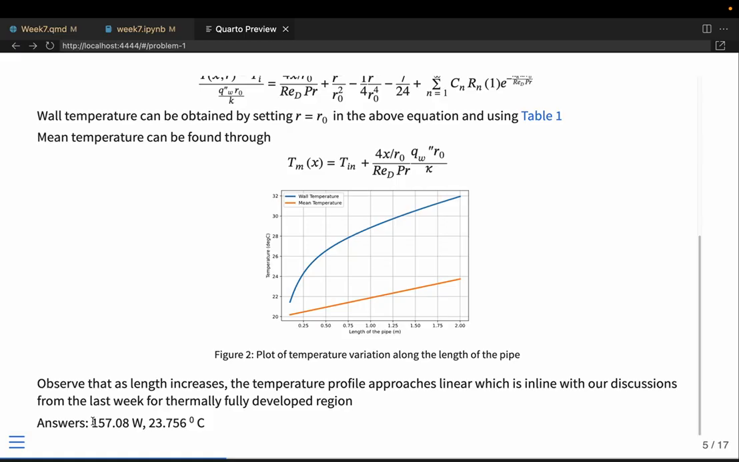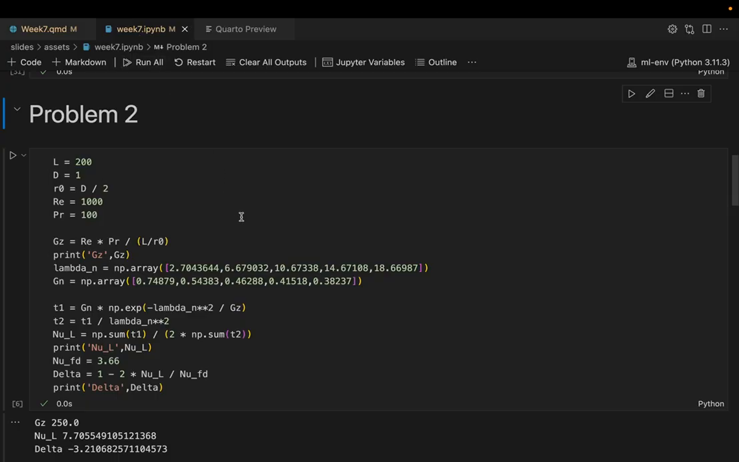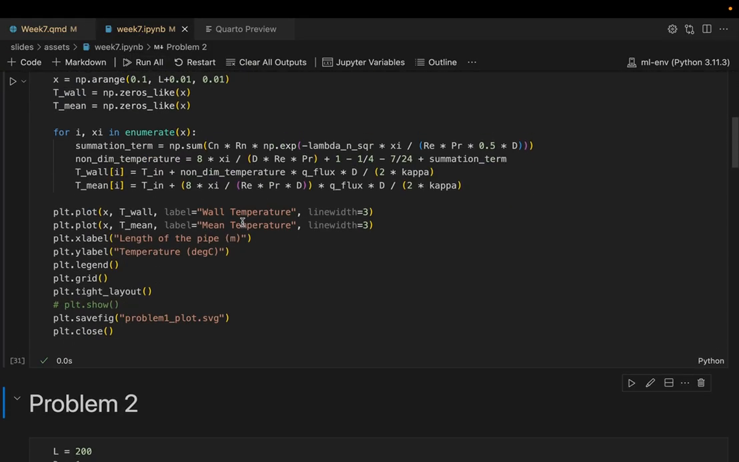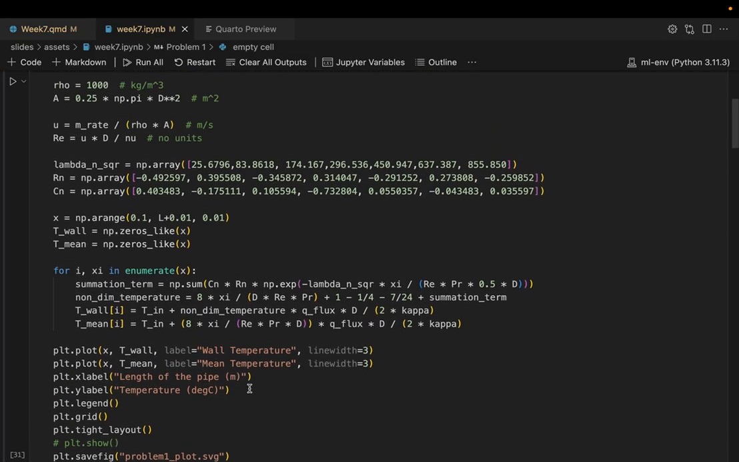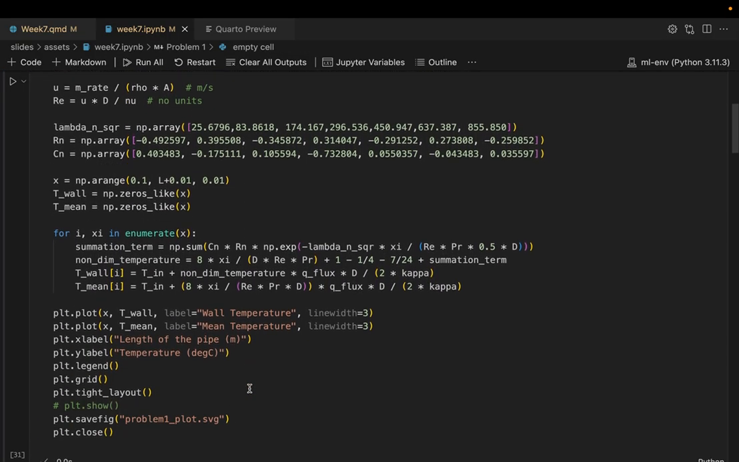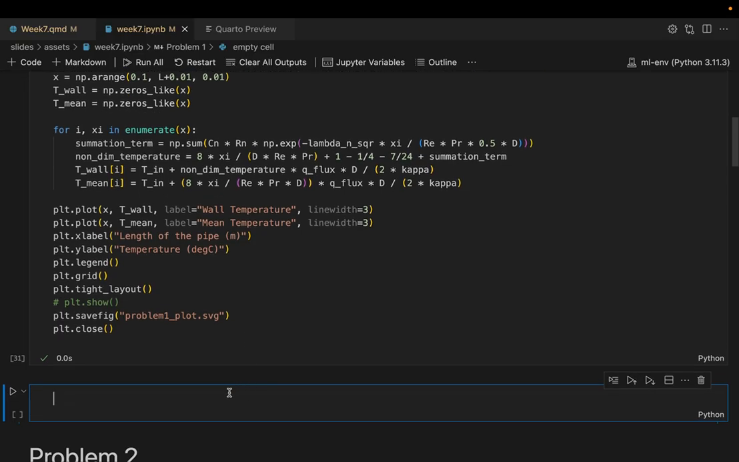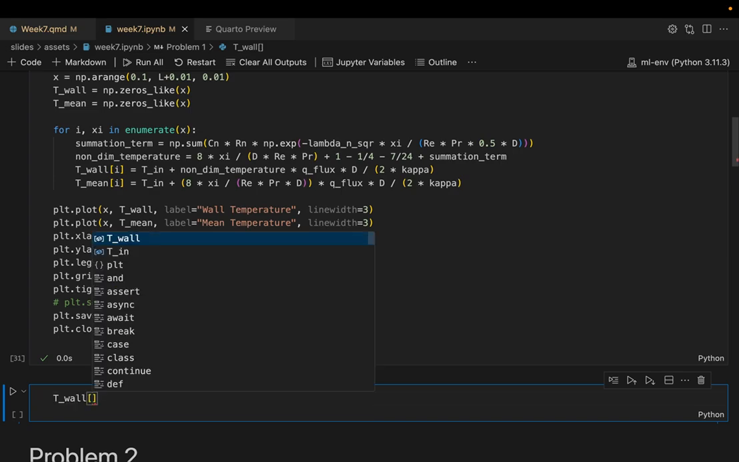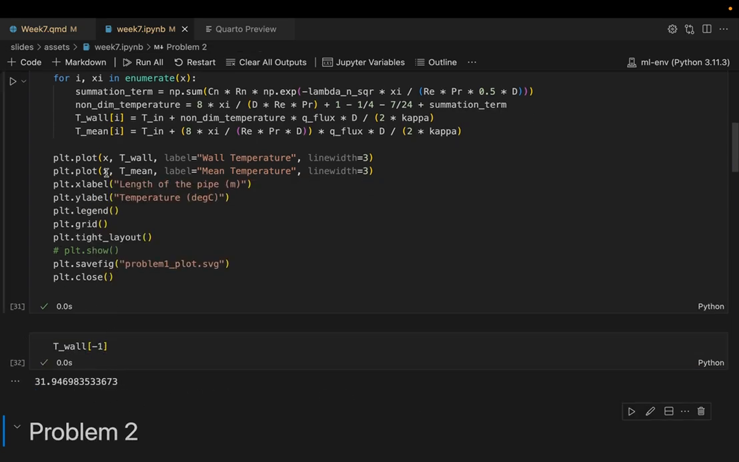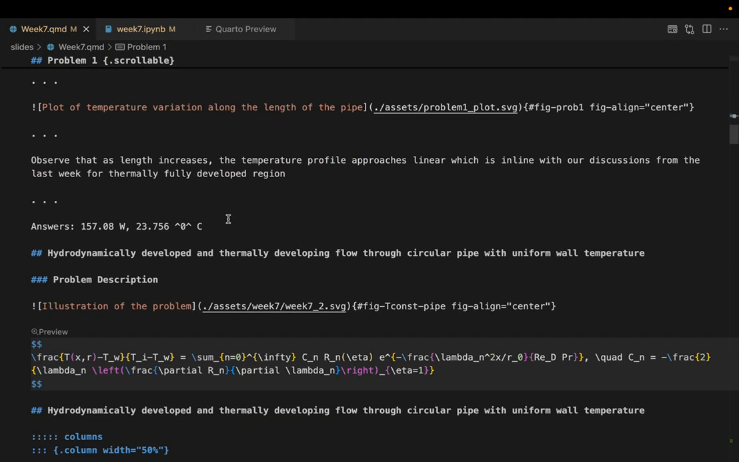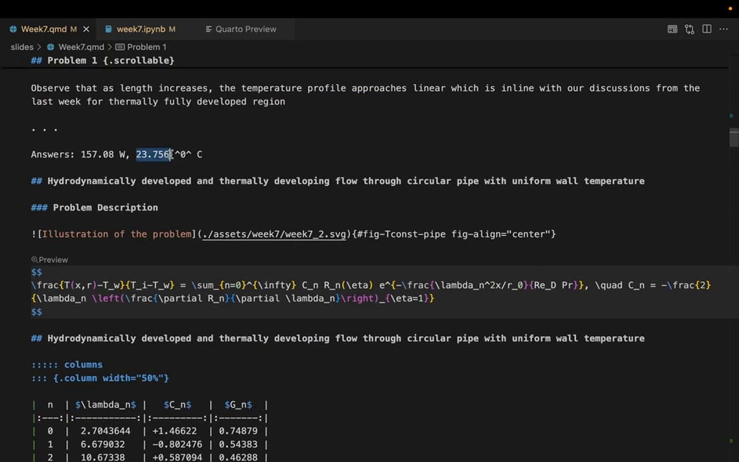Yeah, I think the heat flux is the same, but the maximum exit temperature is a little different for me. From the plot, this is around 32 point something. So maybe this is 32 point... It is 31.946. You can tell me if you're also getting the same answer.